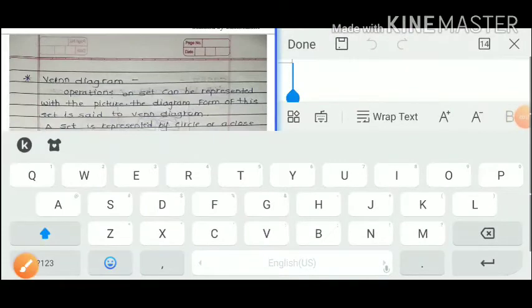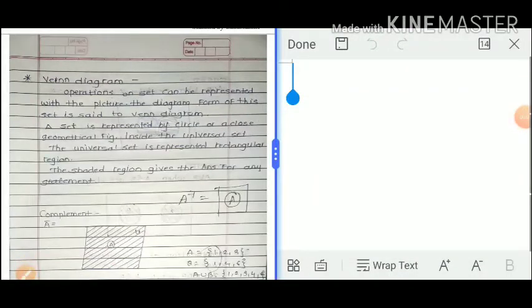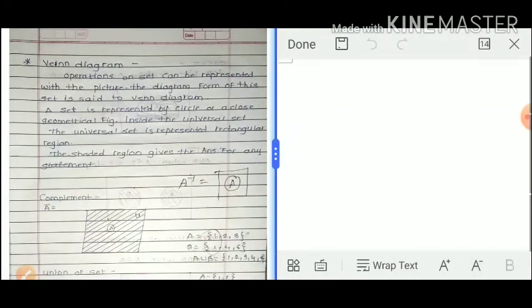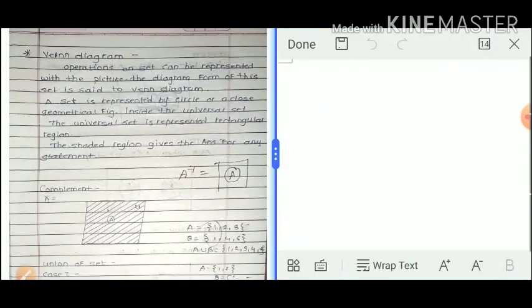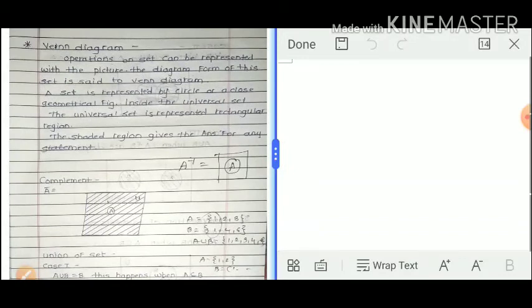Today we are going to study Venn diagrams. What is the use of Venn diagrams? Why use Venn diagrams? Venn diagrams are used to represent the graphical representation of set operations, and it is easy to understand, because when we represent any operation graphically, it is easy to understand and user friendly.